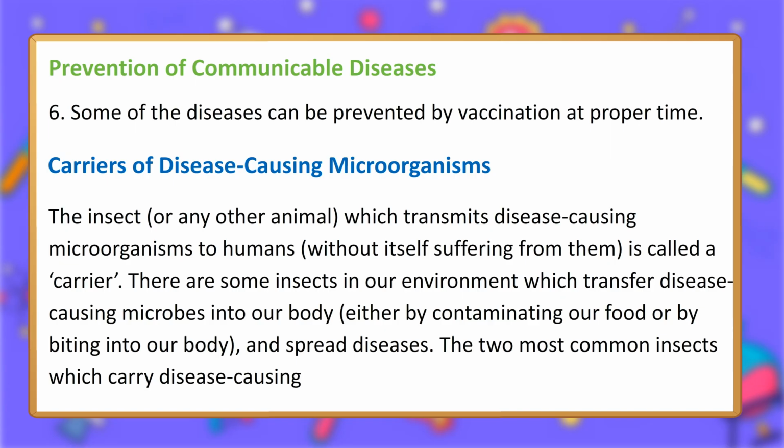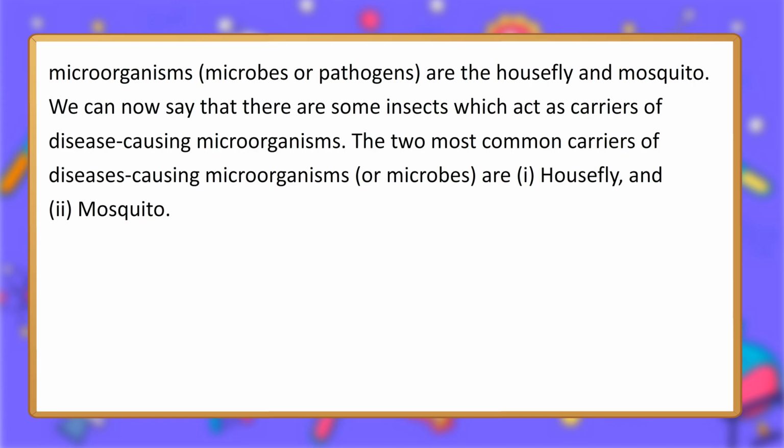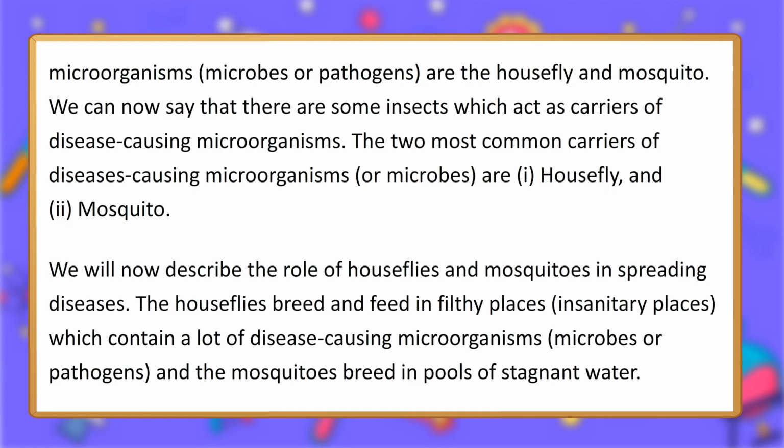The two most common insects which carry disease-causing microorganisms, microbes or pathogens, are the housefly and mosquito. We can now say that there are some insects which act as carriers of disease-causing microorganisms. The two most common carriers of disease-causing microorganisms, or microbes, are 1. Housefly, and 2. Mosquito. We will now describe the role of houseflies and mosquitoes in spreading diseases.